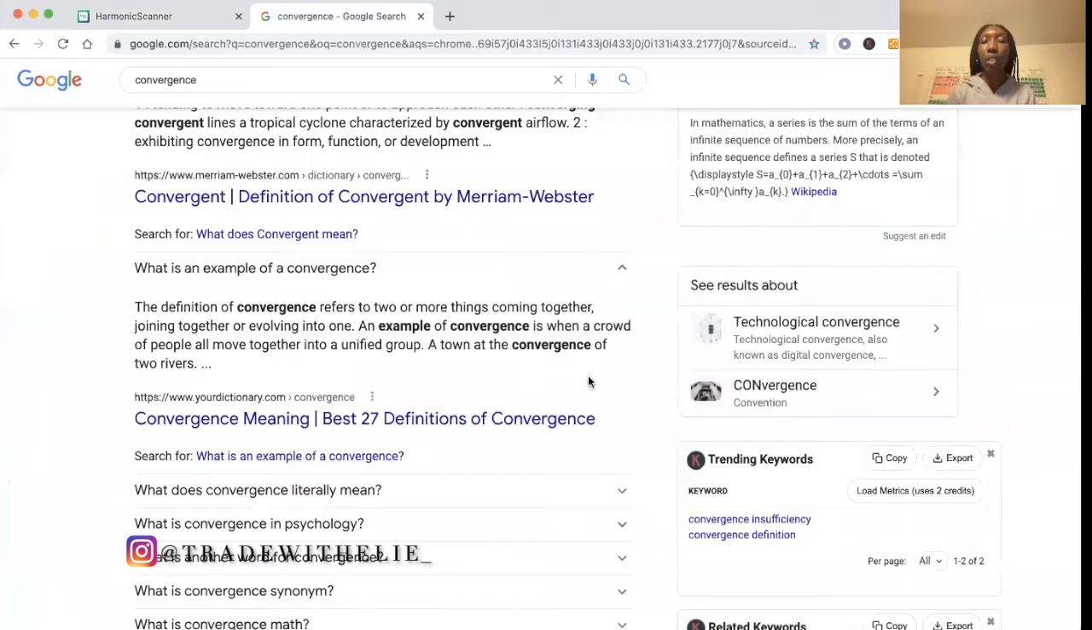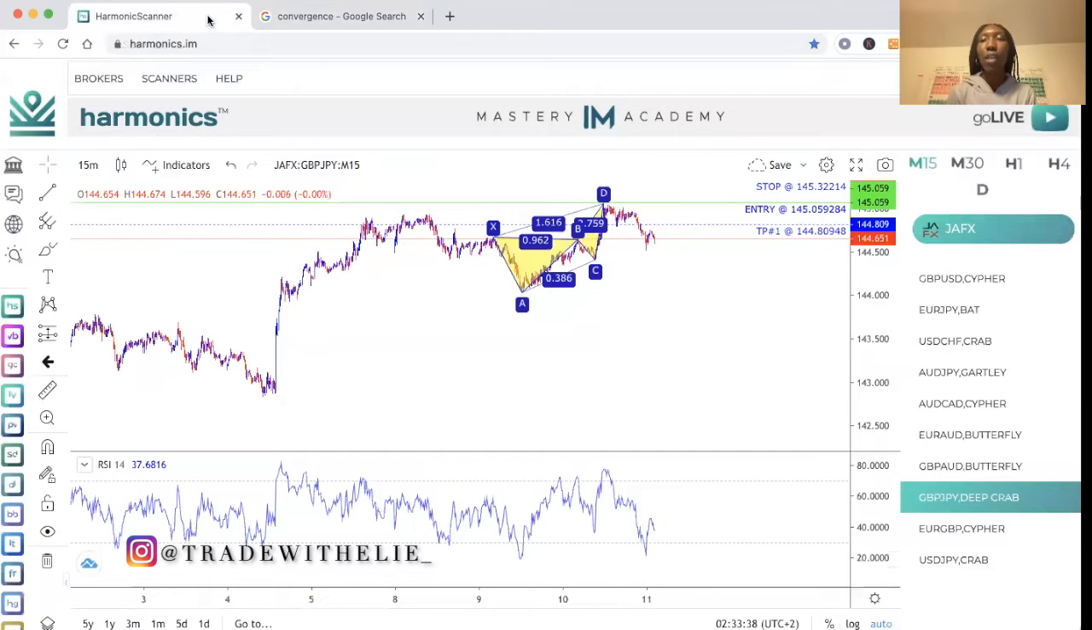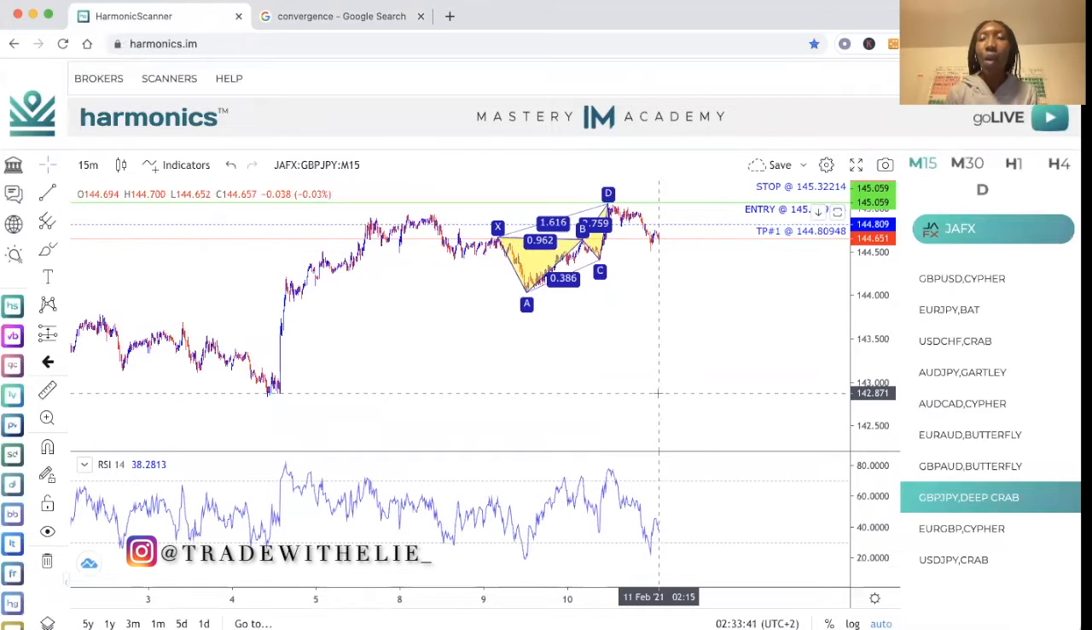But first, I want us to really look at the definition of convergence. It refers to two or more things coming together, joining together, or evolving into one. And that's what we're doing here. We want to see how all these things connect at about the same point or area, because we understand that in the market, support and resistance isn't a specific number, it's an area, right? All that information of where we buy and sell is within a specific area, not exactly a specific price point. So we want to find things that are converging to confirm this sell for us in this specific example.